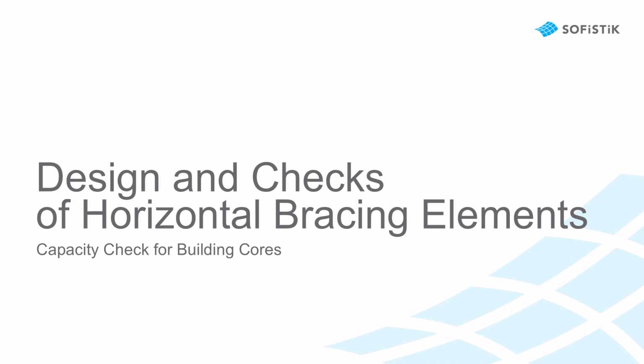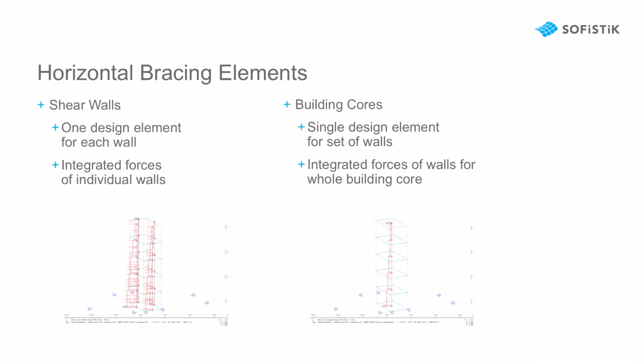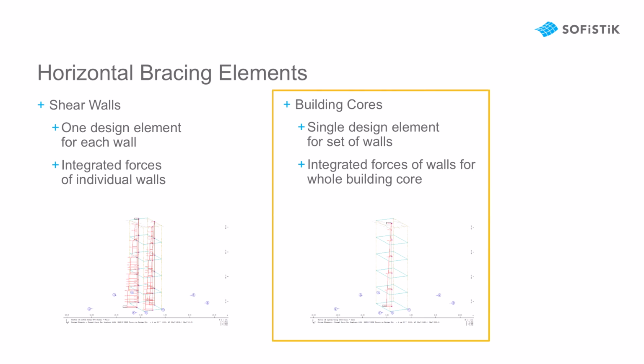Design and checks for horizontal bracing elements. Capacity check for building cores. There are two different horizontal bracing elements to be considered during the design. First, the individual shear walls, and second, the building cores, consisting of a set of walls. This video will focus on the capacity check for the building cores.